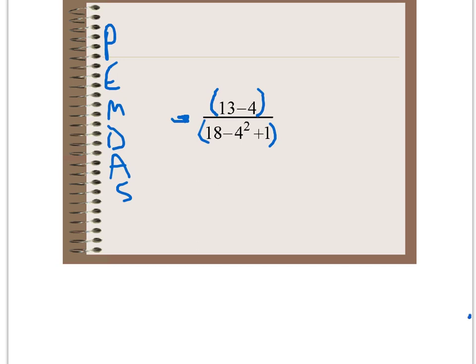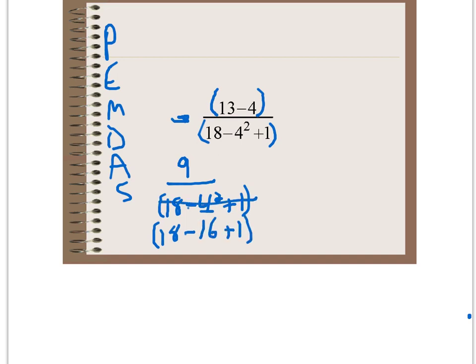Okay, so let's do the parentheses on top first. 13 minus 4, that's just 9 over, okay, and then I'm still going to have all this stuff in parentheses on the bottom. Okay, so I finished my parentheses on the top. Now I got to worry about the bottom parentheses. Well, in those parentheses, I notice I've got exponents right here, so I'm going to do the exponents. Keep my parentheses. 18 minus 4 squared is 16. Okay, so now I've got 9 over 18 minus 16 plus 1.